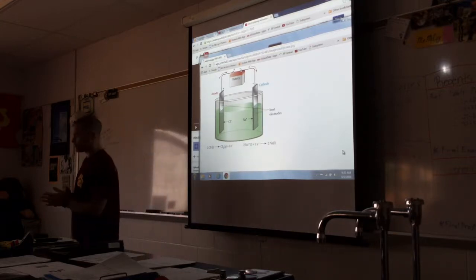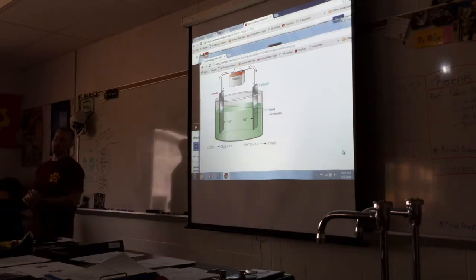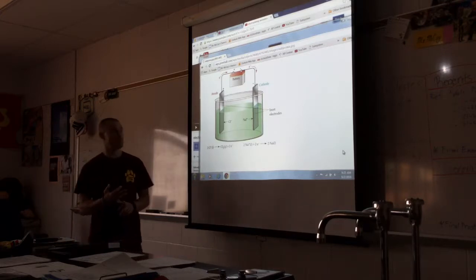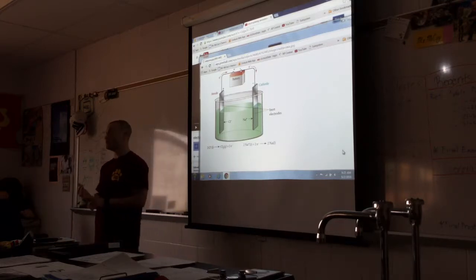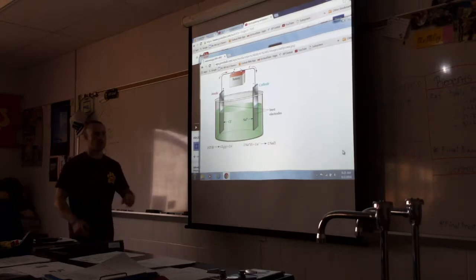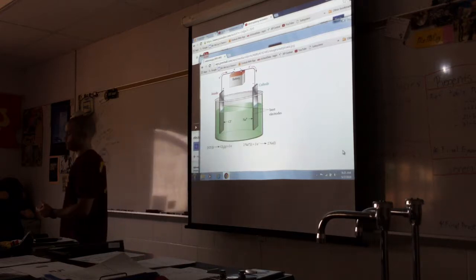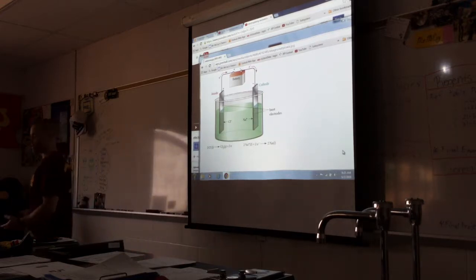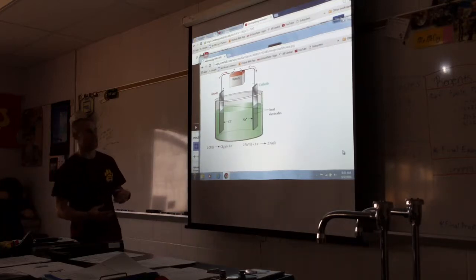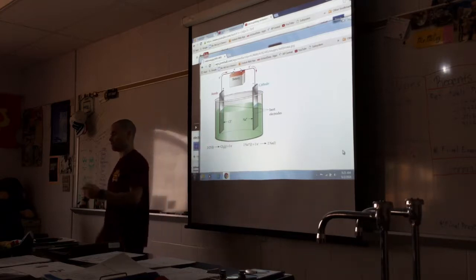So this is an electrolytic cell. The biggest difference between the 2 cells, this one only has 1 beaker, so there's no salt bridge. The other huge difference between voltaic and electrolytic is that the electrolytic cell here is non-spontaneous. So there's a battery. You have to hook this up to a battery. It needs power. It needs electricity. That's the biggest difference between voltaic and electrolytic.